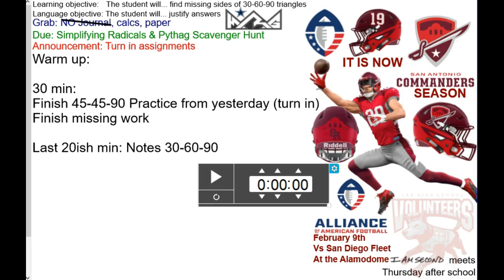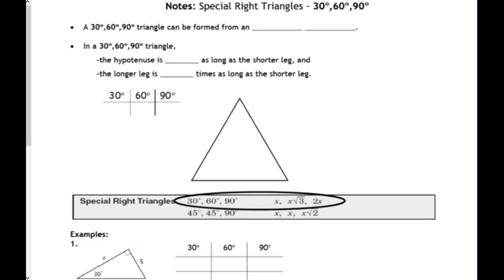So let's do this. 30, 60, 90 is another special right triangle. Here we go. So you're looking at this packet. Again, 30, 60, 90 is different than 45, 45, 90. Guess what the angles of a 30, 60, 90 triangle are? 30, 60, and 90. Better than yesterday. Very good. So let's write this down. A 30, 60, 90 triangle can be formed from an equilateral triangle.